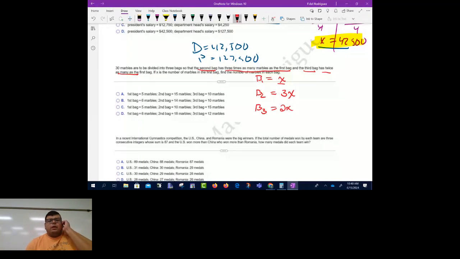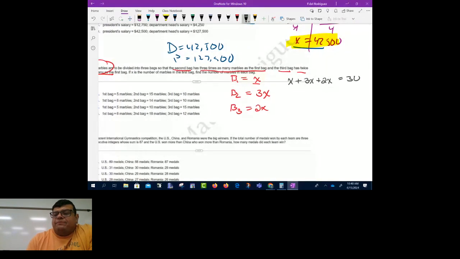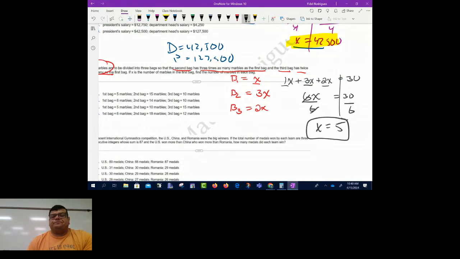Okay. All right. How many marbles do we have total? We got a total of 30. Okay. So look, y'all, bag 1, X, plus bag 2, 3X, plus the third one, 2X, has to add up to 30. Okay. So look, y'all, 1 plus 3 is 4. 4 plus 2 more should be 6. So I got 6X equals 30. So I'm going to divide everything by 6. Boom, X equals 5. Okay.